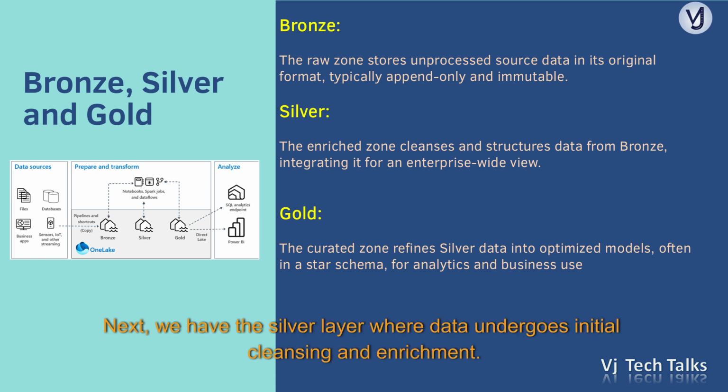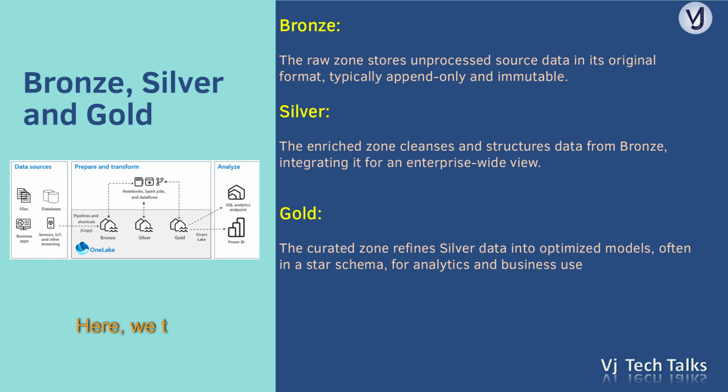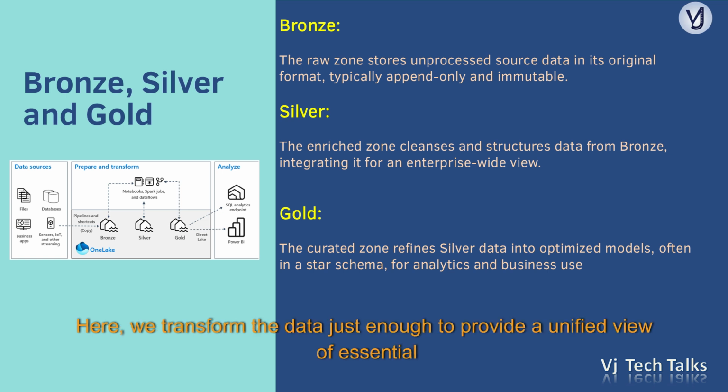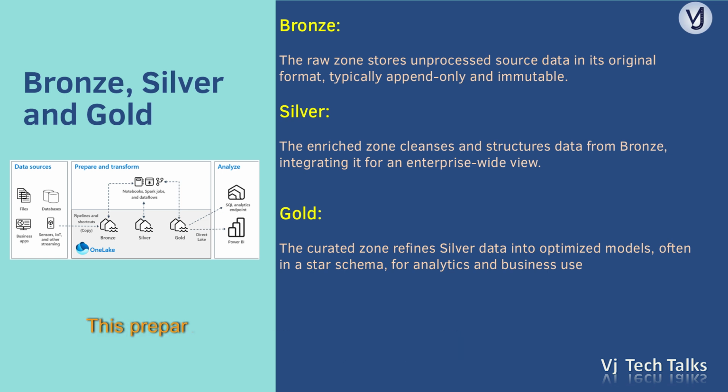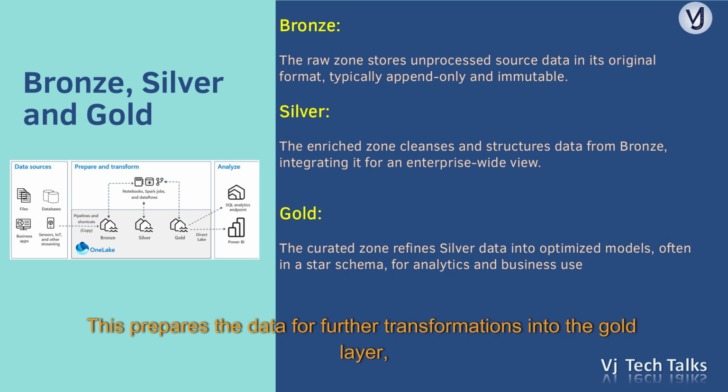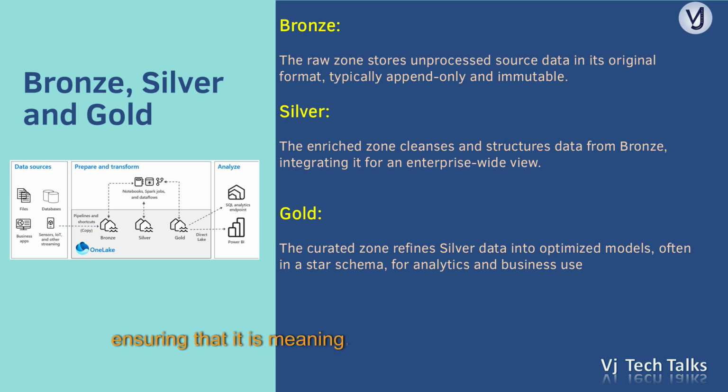Next, we have the silver layer where data undergoes initial cleansing and enrichment. Here, we transform the data just enough to provide a unified view of essential business entities, concepts, and transactions. This prepares the data for further transformations into the gold layer, ensuring that it is meaningful and ready for consolidation.